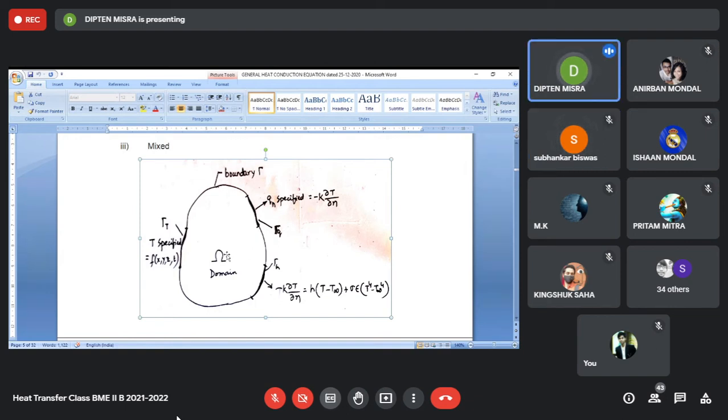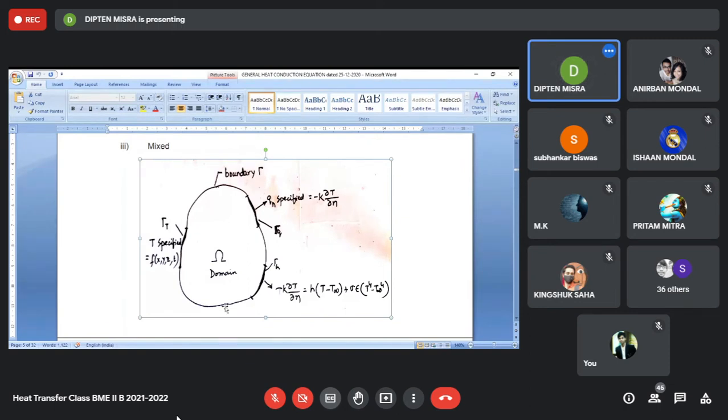Now, there is one more very important thing, small but very important, that I must tell before I proceed. For a problem to be fully eligible to be solved, we must have some part of the boundary where the temperature must be known. Suppose you have a problem where only the heat flux is known, and temperature is not known anywhere on the boundary.